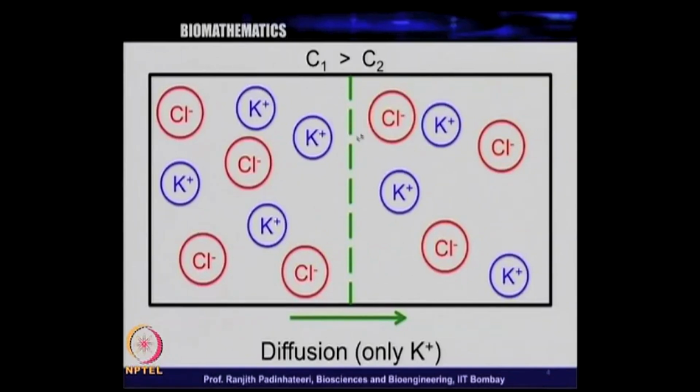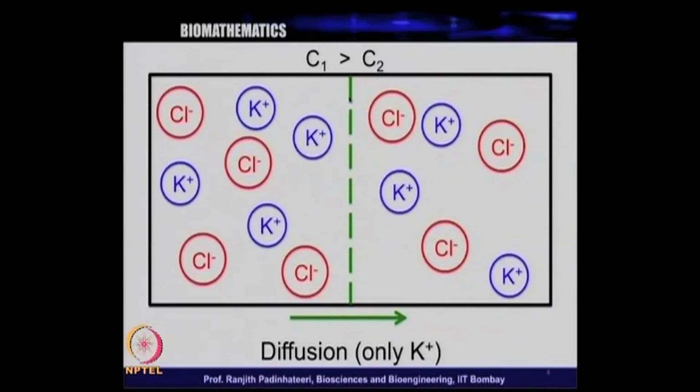So, the number is more here, so more concentration here and less concentration on this side. And this green line, this is the line with dashed lines, or there are holes here. Through this hole, the smaller ion K plus can pass through. So, what does this mean? The K plus can go either way.